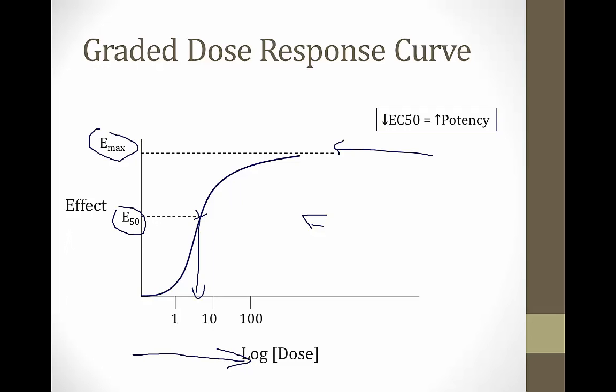And you should know that the lower the EC50 is, the higher the potency. So drugs that can achieve 50% of the max effect way down here on the x-axis are very potent. It doesn't take many milligrams to get halfway to the maximum effect. On the other hand, drugs which achieve 50% of the maximum effect at a dose way over here are much less potent. It takes many more milligrams of those drugs to get the same effect.